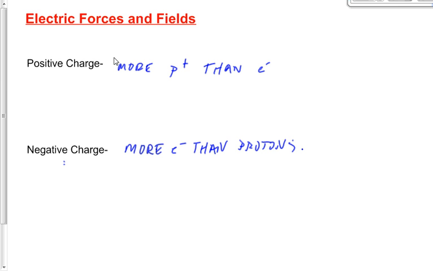Now, what about a neutral object? Yeah, I'm not even going to write that one down. They've got the same number of protons as electrons.